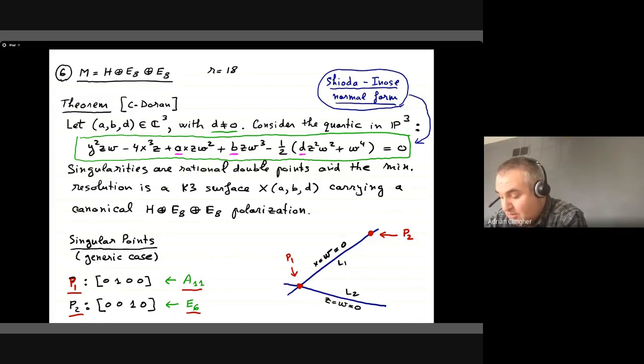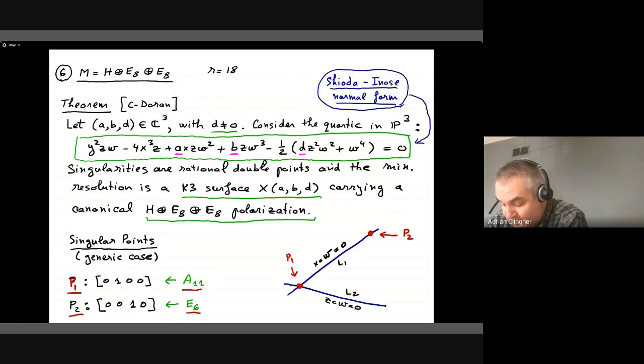And, well, if one looks at these quartic surfaces, it turns out that they are not so bad to understand. The singularities in these quartic surfaces are rational double points. In fact, we'll see in a moment that it's exactly 2 of them generically. And when resolving those singularities, what one obtains is a K3 surface, or a family of K3 surfaces, carrying a canonical H plus E8 plus E8 polarization. Maybe the polarization is not explicit here. How can you see this configuration of curves appearing from these quartics?